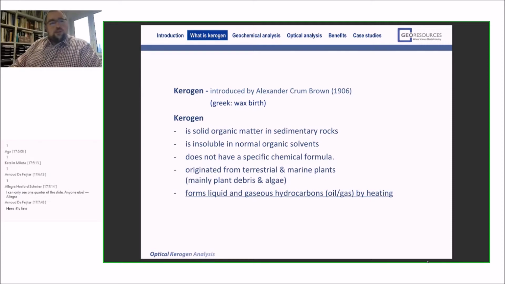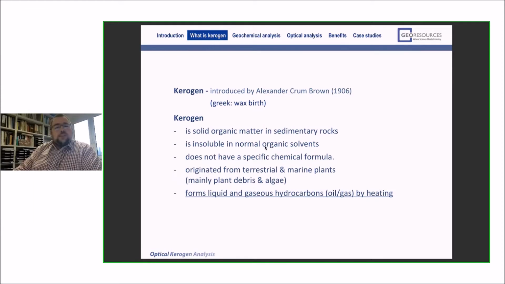Kerogen was introduced as a term by a British geochemist, Alexander Graham Brown, in 1906, so a pretty old term. It comes from the Greek, wax-born. So this is the material where the wax is born out. And this gives us some idea: it's something that is related to hydrocarbons, to wax.